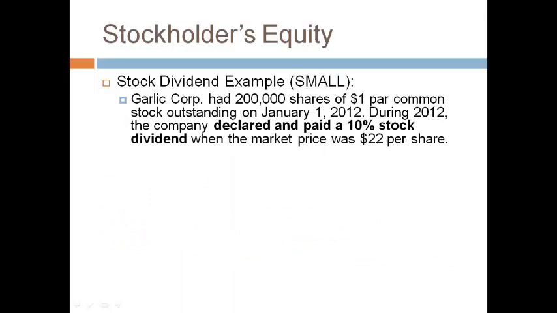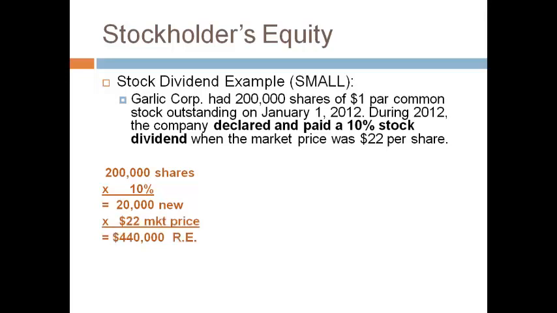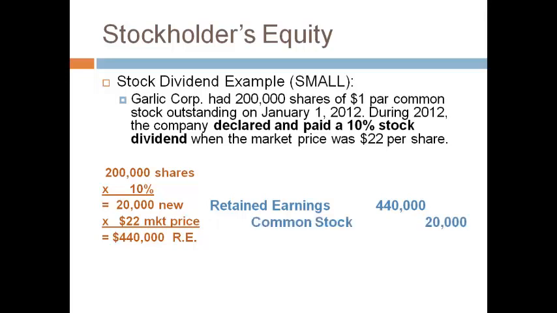Now let's take a look at an example of a small stock dividend. The company has 200,000 shares of $1 par stock that was issued just prior to declaring the dividend. A 10% stock dividend means that 10% more shares, or 20,000 shares, will be issued. A small stock dividend records retained earnings at fair market value times the number of shares to be issued. Common stock is always recorded at par. The difference is recorded to paid-in capital common stock.